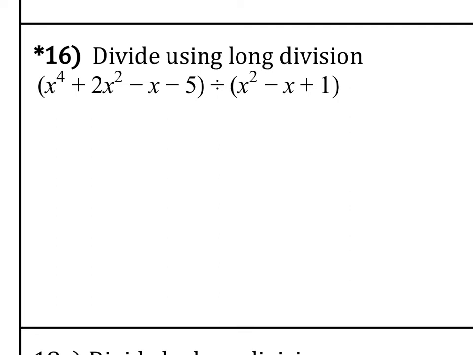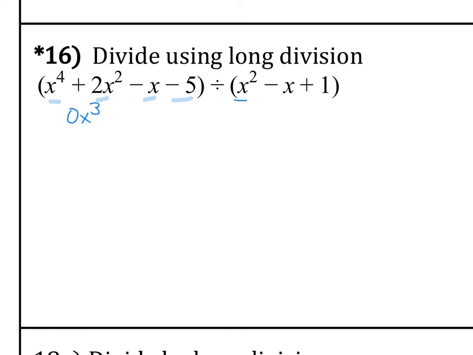So next, let's divide using long division. One thing to remember about long division is you have to make sure and check if there's anything missing. So we have x to the fourth, x squared, x, and a constant of -5. So we're missing a 0, we're missing an x cubed. So you need to make sure to insert that when you're writing it out. And then for here, we have x squared and x and 1, so we're good there.